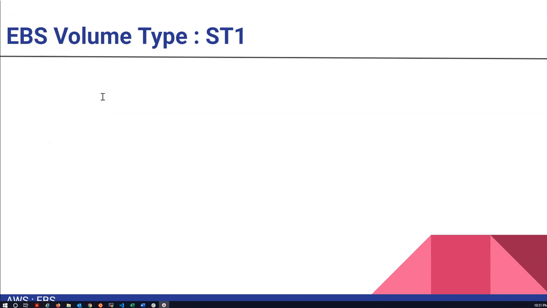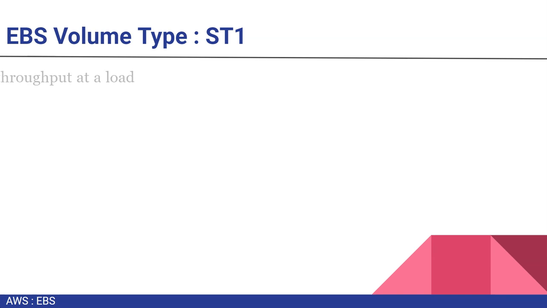So the next volume type is ST1. Basically this is the throughput optimized hard drive, and this gives a low cost hard drive volume, basically designed for frequently accessed data. So where is the frequently accessed and low cost hard drive? Let's see the details of this volume type.